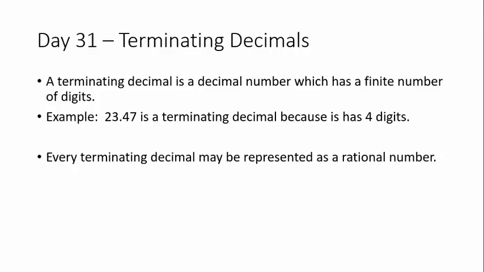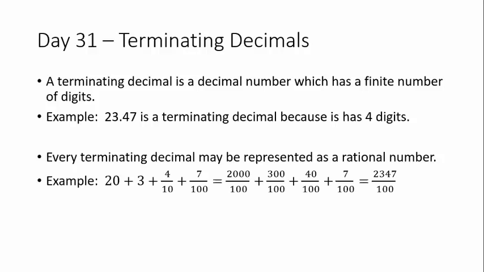Every terminating decimal may be represented as a rational number. What we're saying here is that every decimal number can be converted to a fraction. In our example here, we can add the fractions. Remember, we have a positional number system, and so each digit represents a certain quantity. So we have 20 plus 3 plus 4/10 plus 7 1/100ths.